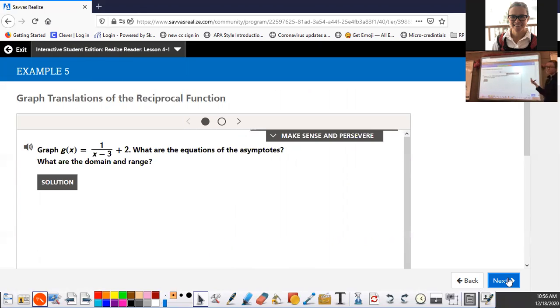Graph transformation. So just like we just moved that around, now we're thinking about where those asymptotes are and how the domain and range are going to change when we add something, when we subtract something.